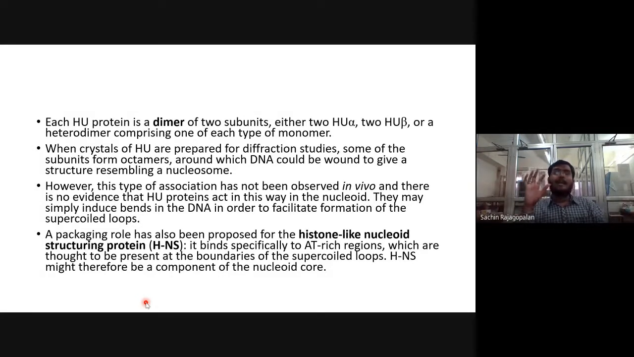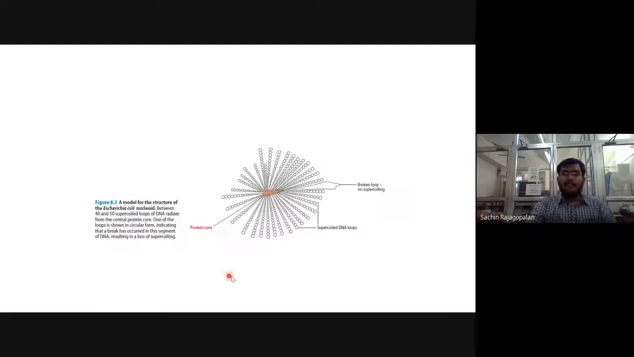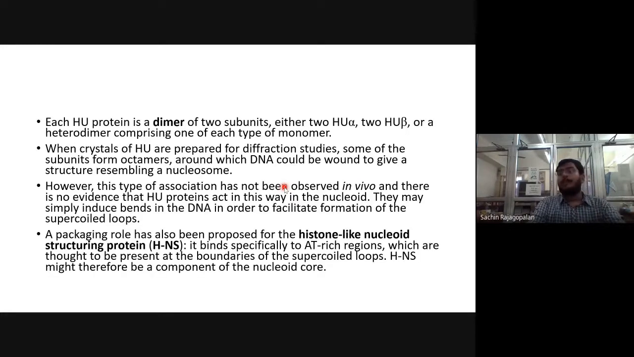Okay, and they are responsible for organizing the nucleoid, and they are also the major component of the nucleoid core. जो हमने core देखा पिछले diagram में. Where did we see that? Yes, this particular core. That core basically has these HNS proteins, HNS family proteins, which are histone-like nucleoid structuring proteins. So that forms the basic core, and it binds to AT-rich regions where the supercoiling loops are present.